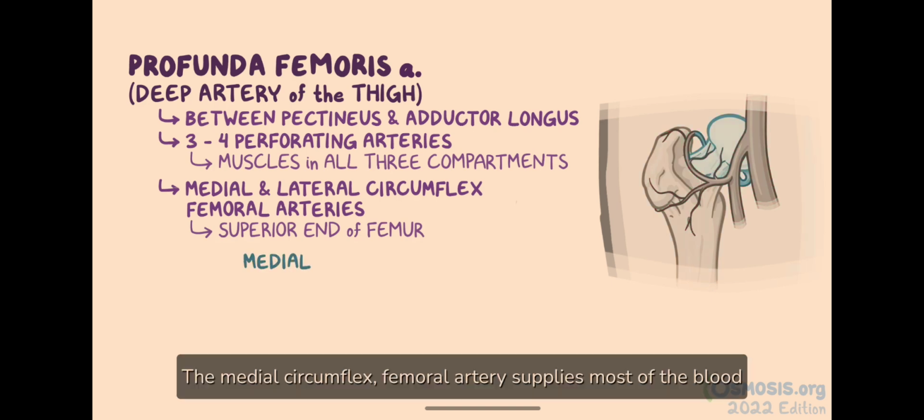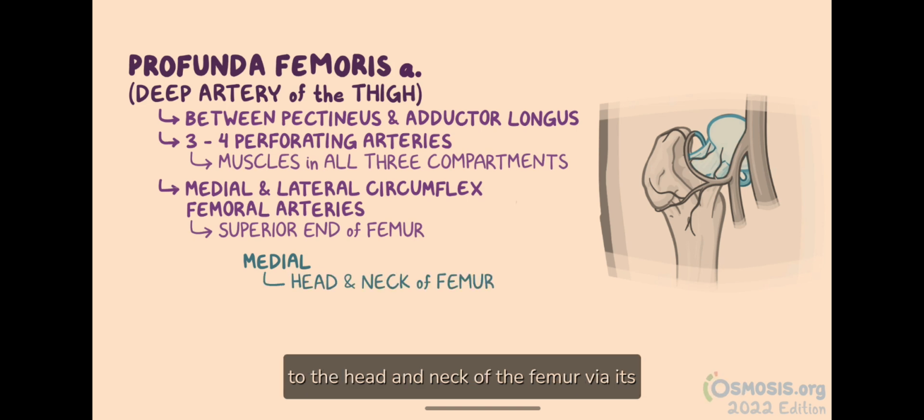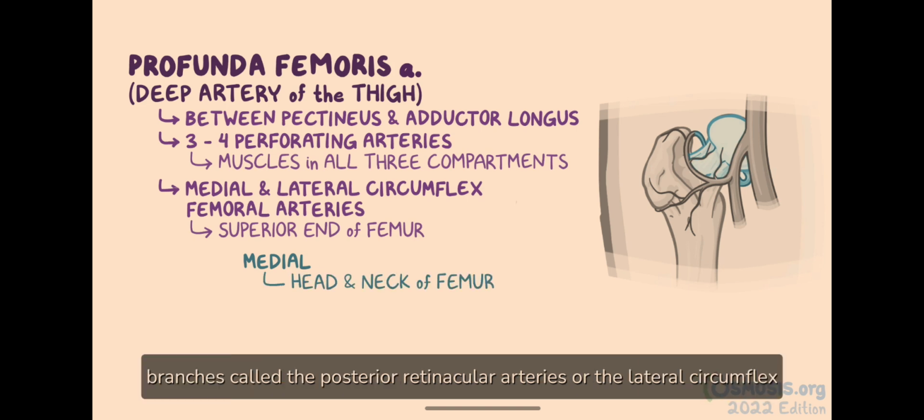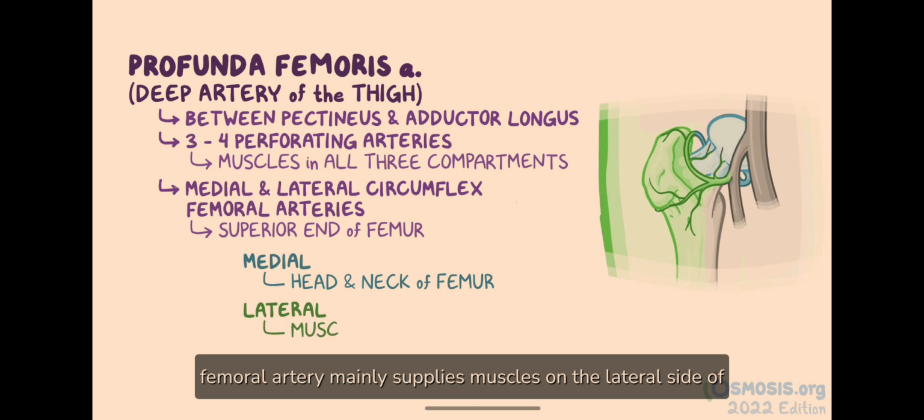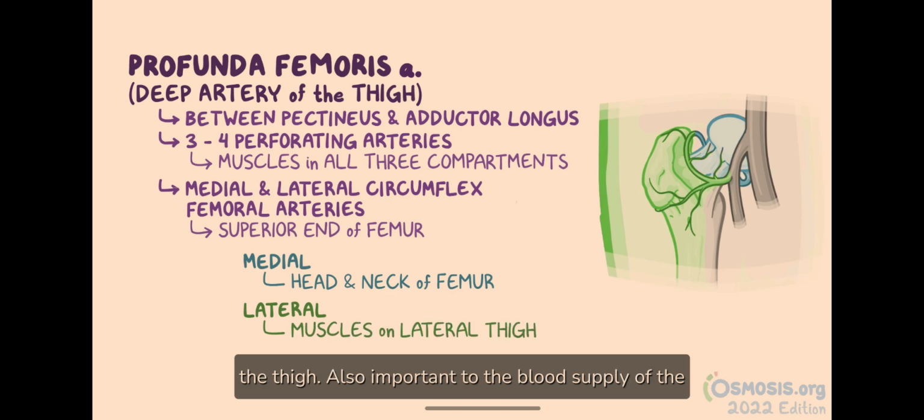The medial circumflex femoral artery supplies most of the blood to the head and neck of the femur via its branches, called the posterior retinacular arteries, while the lateral circumflex femoral artery mainly supplies muscles on the lateral side of the thigh.